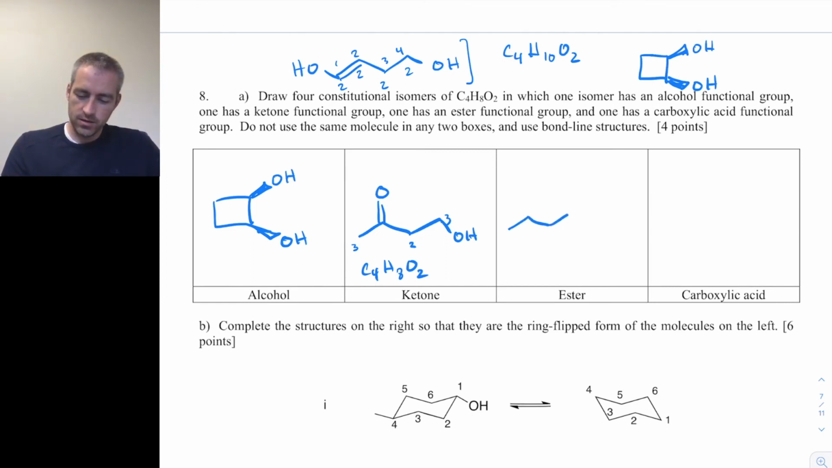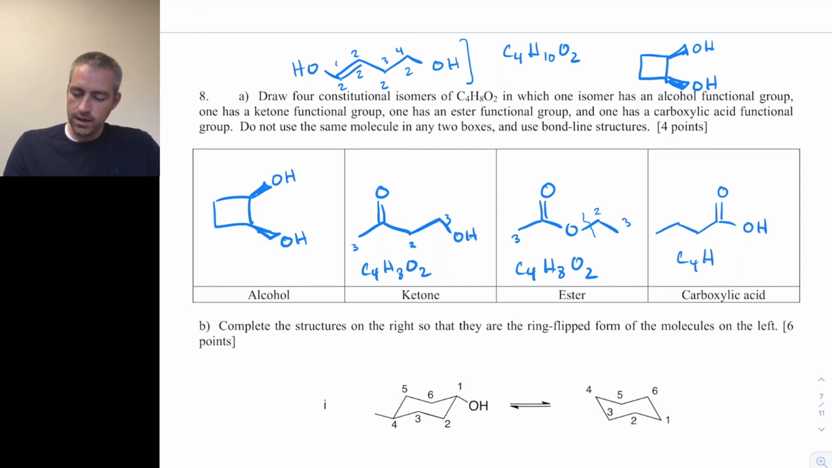An ester, not so quick. Ester is going to have this group. So this one is C4H, there's 3, 2, 3 is 8, O2. And a carboxylic acid, you can kind of lop off the ethyl group here and put it on the other end of the chain. There's the ethyl, there's the carbon, there's this, and we have an OH. That is going to be C4H8O2.